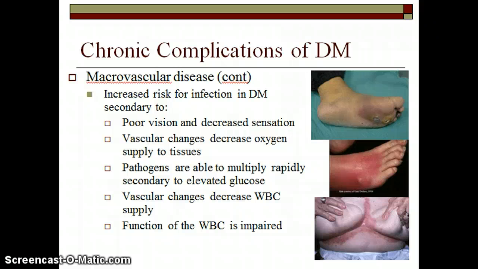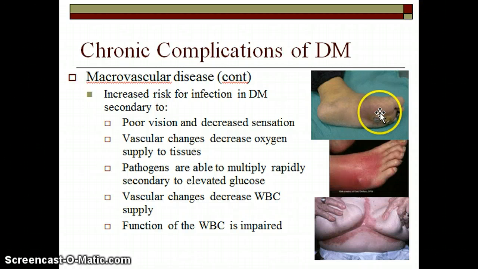The vascularity also is going to decrease the response time and the amount of white blood cells that we have and when they're able to get to an infected site. And the function of the white blood cell itself is not used to working in high glucose concentrated environments, so they can't work as well.